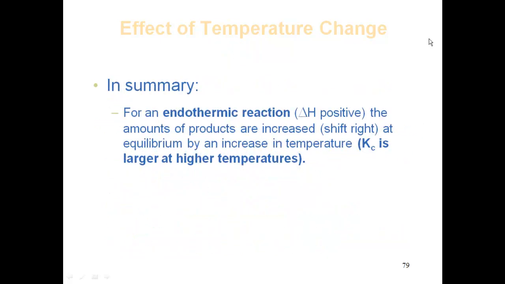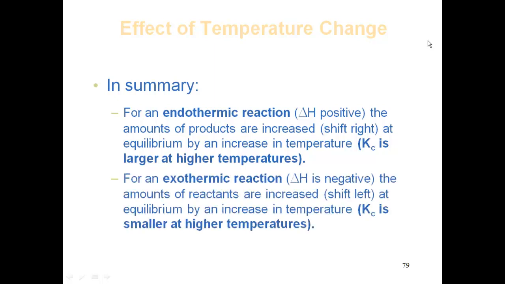In summary, for an endothermic reaction, meaning delta H positive, the amounts of products are increased, meaning shifting to the right, at equilibrium by an increase in temperature. Therefore, Kc is larger at higher temperatures. For an exothermic reaction, delta H being negative, the amounts of reactants are increased, meaning shifting to the left, at equilibrium by an increase in temperature. Therefore, Kc is smaller at higher temperatures.